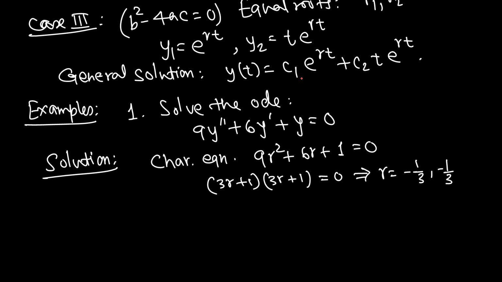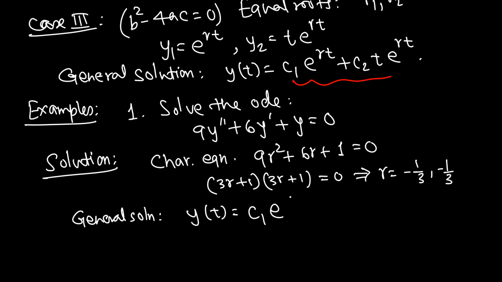Then the solution is here. One solution is e raised to negative 1/3 t, and the second solution is t times the same thing. So we can write down the general solution, which is c1 e raised to rt, which is negative 1/3 t, plus c2. Now the second solution will be the same thing, but we need to multiply by t. So t times e raised to negative 1/3 t.